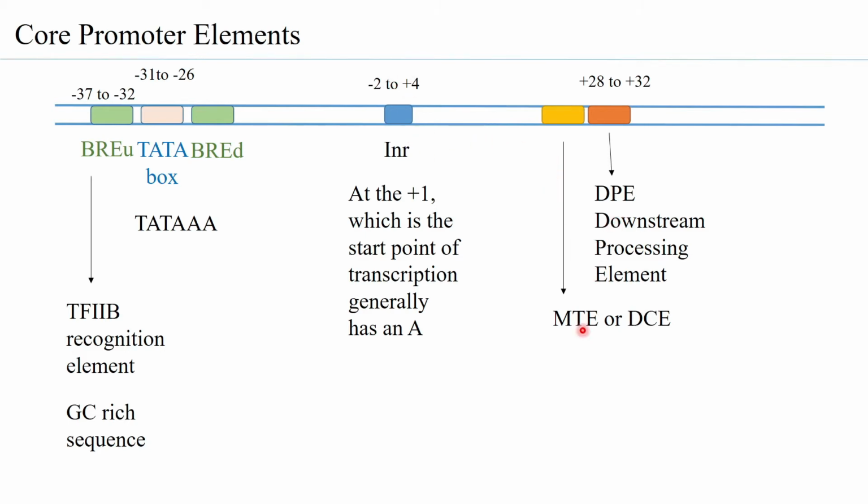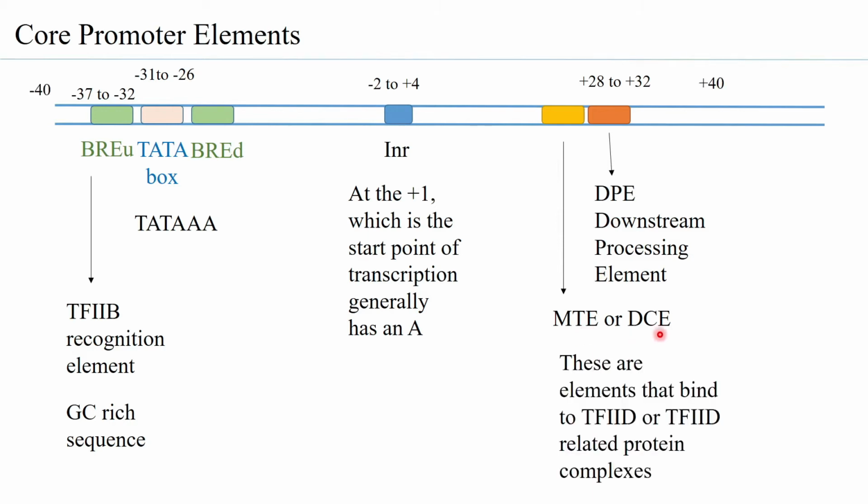Both the DPE and the MTE or the DCE are able to bind to the transcription factor 2D complex or related proteins. So this is how you can see that all the elements of the focused core promoter are present within -40 and +40 of the start point. That is the region where you have all the specific sequences present, so it is a highly focused region, and that is why it is called the focused core promoter.